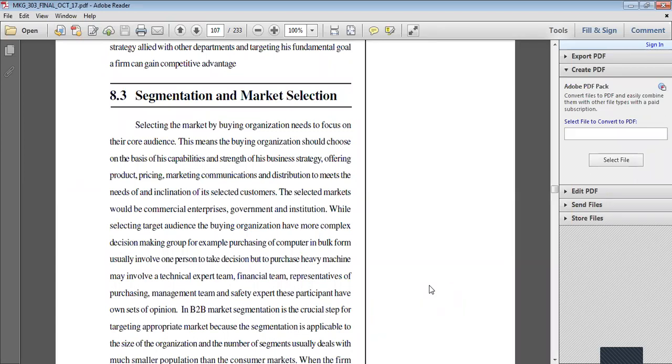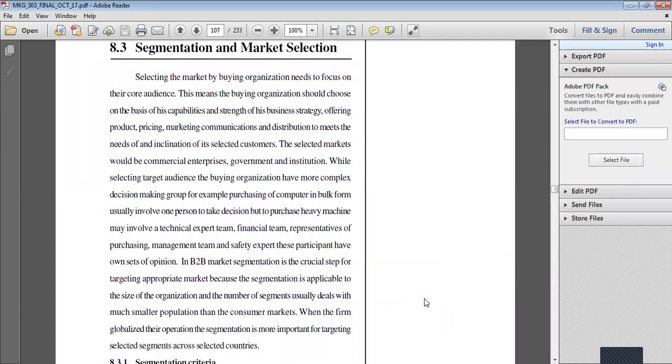While selecting a target audience, buying organizations have a more complex decision-making group. For example, purchasing computers in bulk usually involves one person taking the decision, but purchasing heavy machines may involve a technical expert team, a financial team, a representative of the purchasing management team, and a safety expert. These participants have their own set of opinions. In B2B market segmentation, it is necessary to target the appropriate market, because segmentation is applicable to the size of the organizations, and the number of segments usually deals with much smaller populations than the consumer markets.